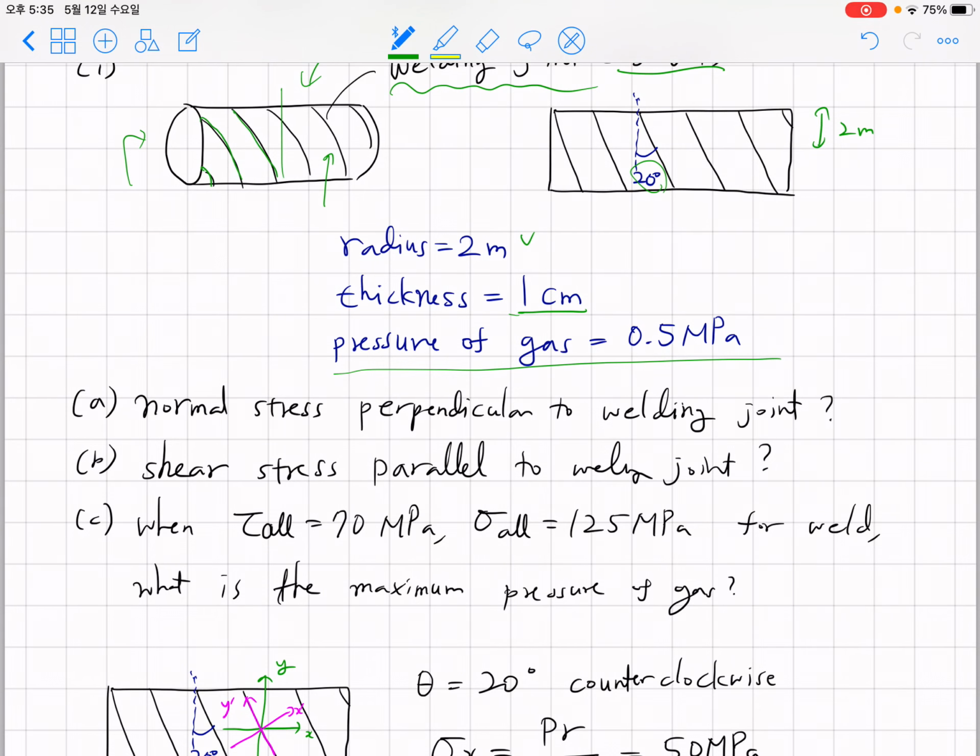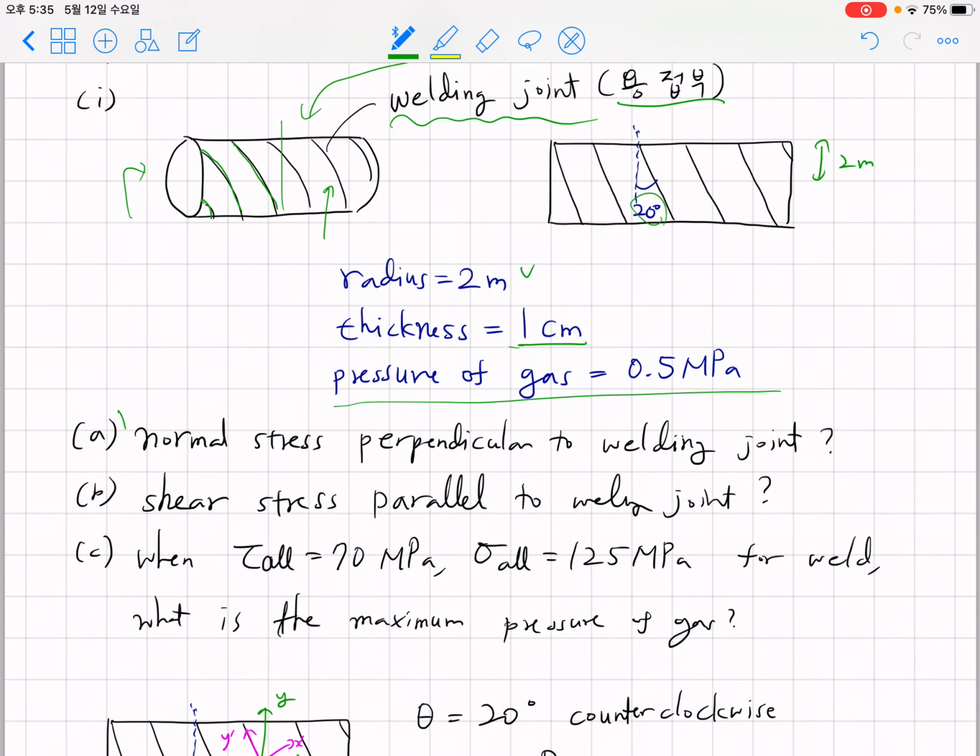So the problem asks three questions. First, what is the normal stress perpendicular to the welding joint? Because this should be compared with the normal strength of the welding joint. Second question asks us the shear stress parallel to the welding joint. What will be the shear stress parallel to the welding joint?